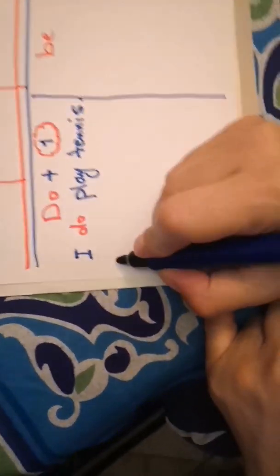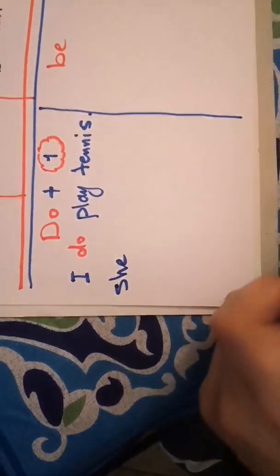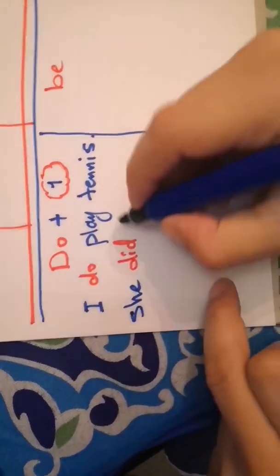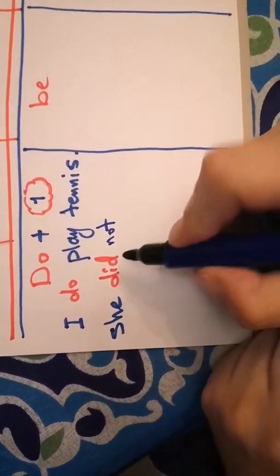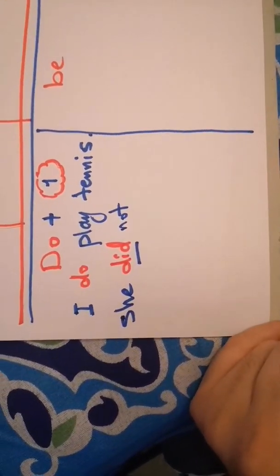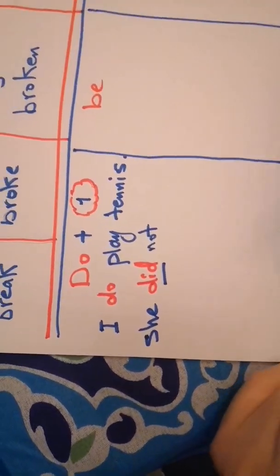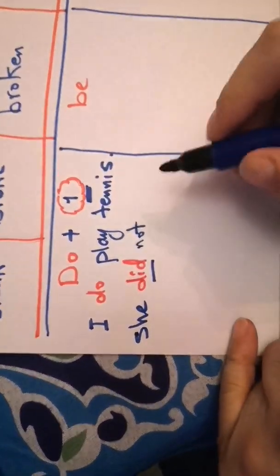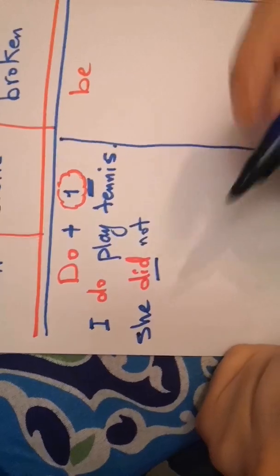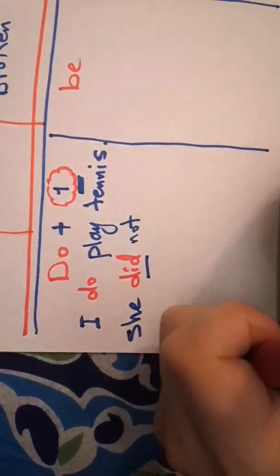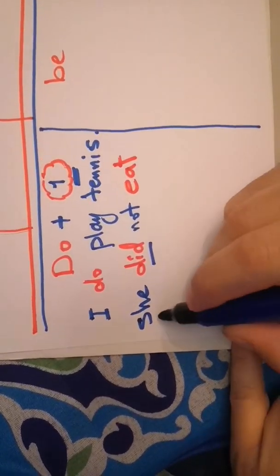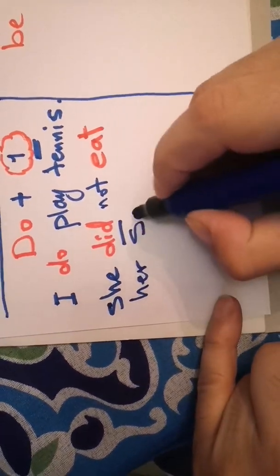Well, let's have another example. She did not. Here, did is past. And as we said before, if verb to do is either in the present or in the past, it has to be followed by what? Form number one. So I don't say she didn't ate or she didn't eaten. She didn't eat. She didn't eat her sandwich.